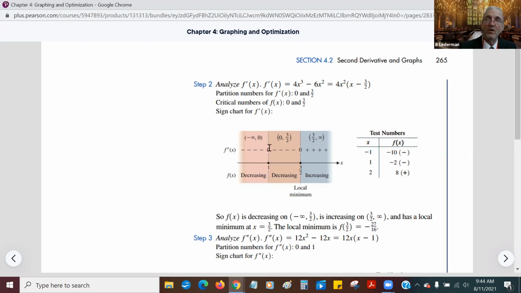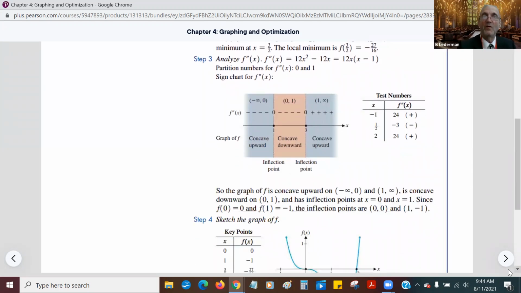So notice that even though the derivative equals 0 when x equals 0, that's not going to be a min or a max because the first derivative does not change signs.